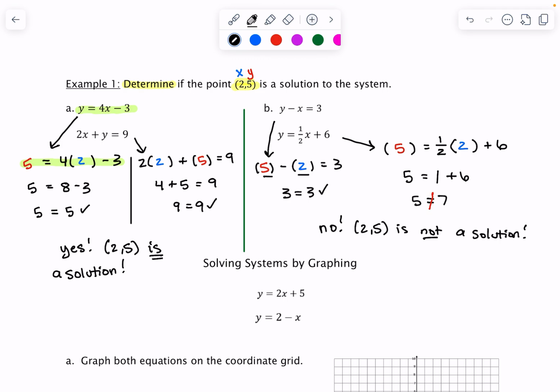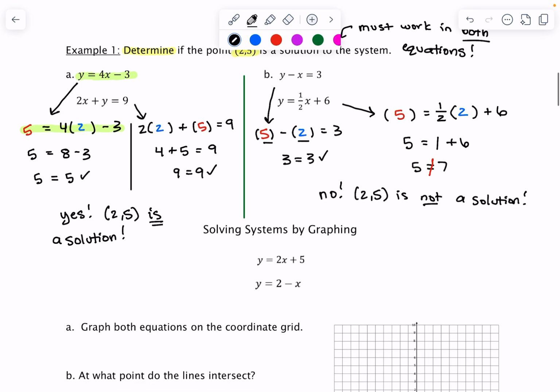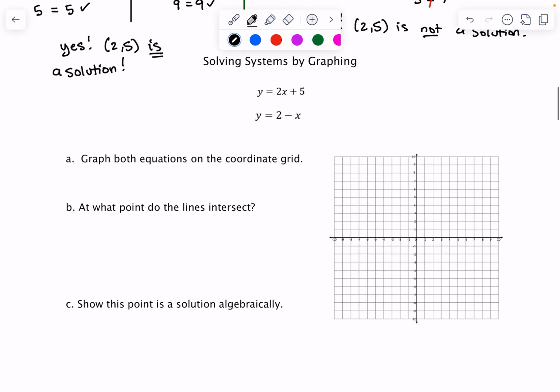So that's what I mean by an ordered pair being a solution. It has to work in both equations for it to be true. So what oftentimes will happen in a problem like this is that you won't know what the solution is. In this example 1, I'm telling you that (2, 5) is a potential solution. But what happens if we just have two equations? Well, the first method we're going to learn how to do is solving by graphing.